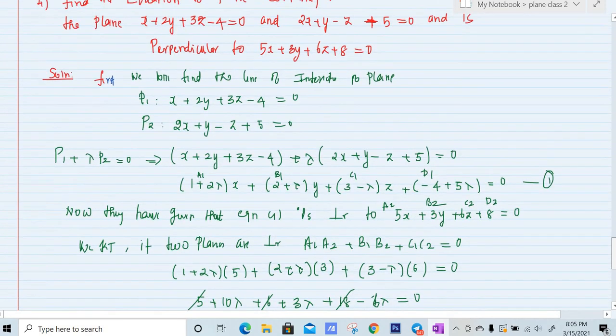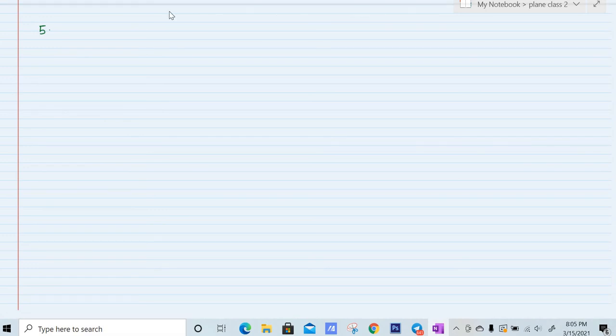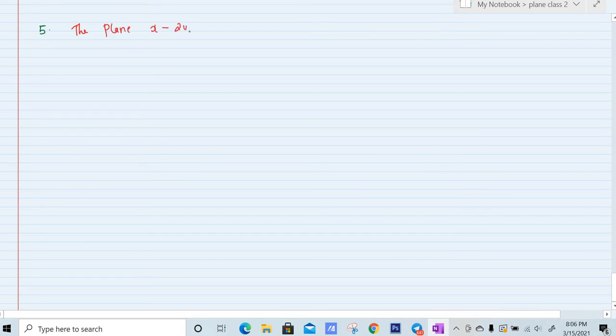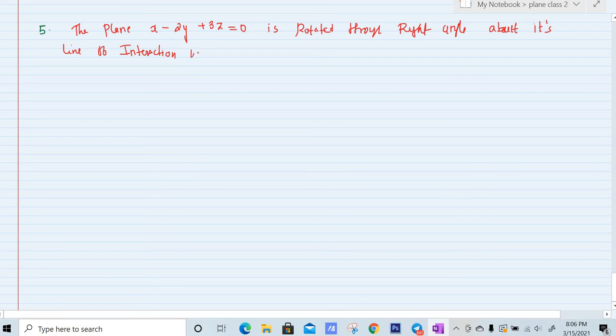Okay. So let's go to the problem again, a very important problem. Move on to the fifth problem. The plane x minus 2y plus 3z is equal to 0 is rotated through a right angle about its line of intersection with the plane 2x plus 3y minus 4z plus 5 is equal to 0. Find the equation of plane in new position.